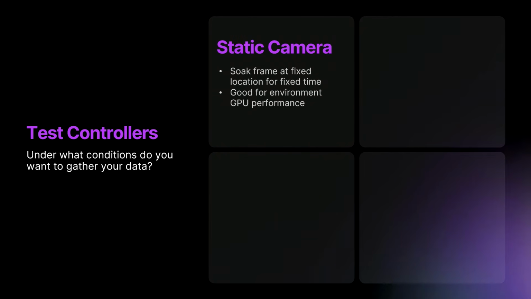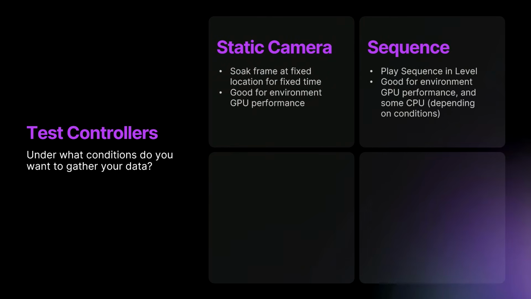And then there are a bunch of other test controllers, right? So we've got the static cameras, kind of like what we talked about earlier. So it's going to soak the frame at a specific point for a specified amount of time. This is great for just general GPU performance. Again, I've used that process on multiple productions, and it's worked out just fine. You just have to give yourself a little overhead. Like, if you want 30 frames per second, your environment should probably be about 25 milliseconds so that when gameplay happens, you've got some buffer.